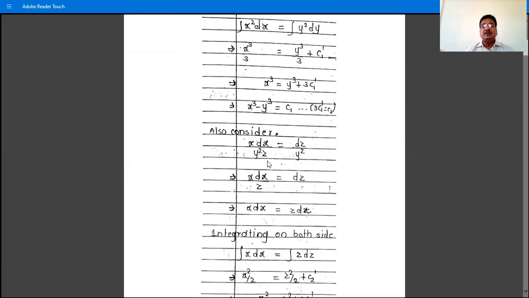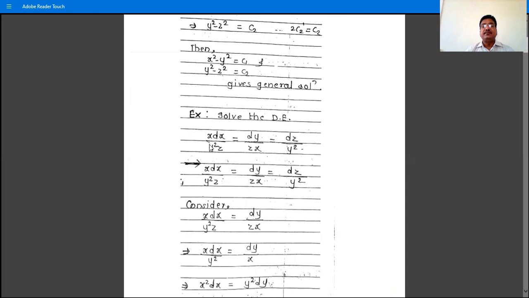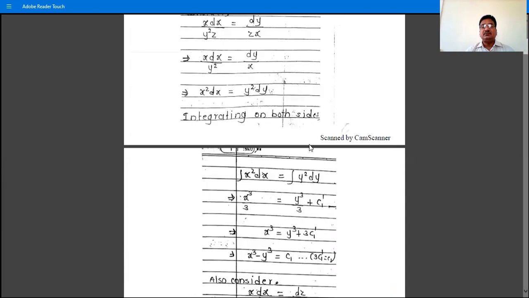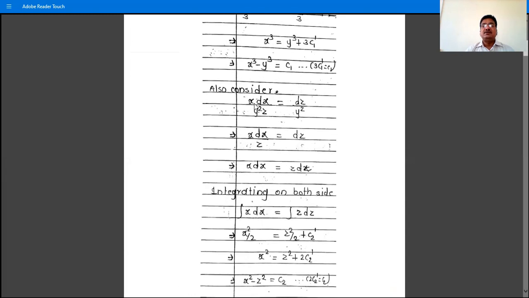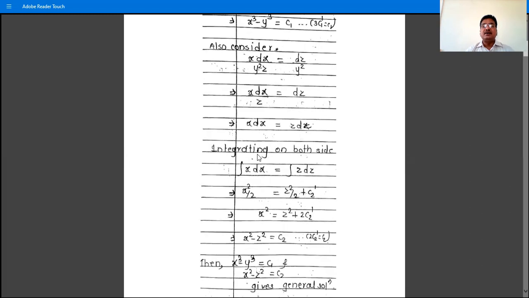Then consider the first ratio and third ratio, first and third. So what do we have? x dx by y square z is equal to dz by y square, y square gets cancelled, and then we have x dx by z is equal to dz. There are only two variables now, x and z. Okay, y is absent in this, and then separate the variables and integrate.